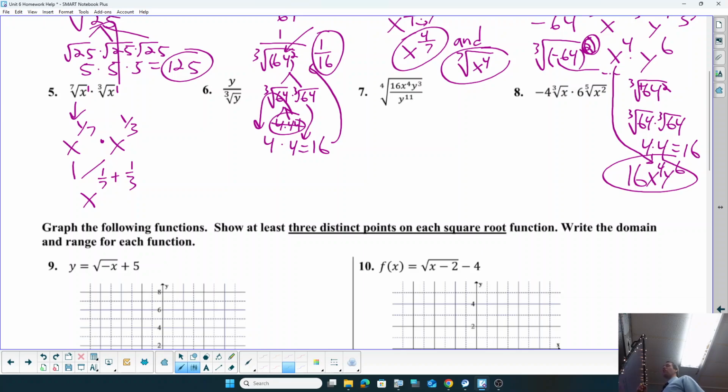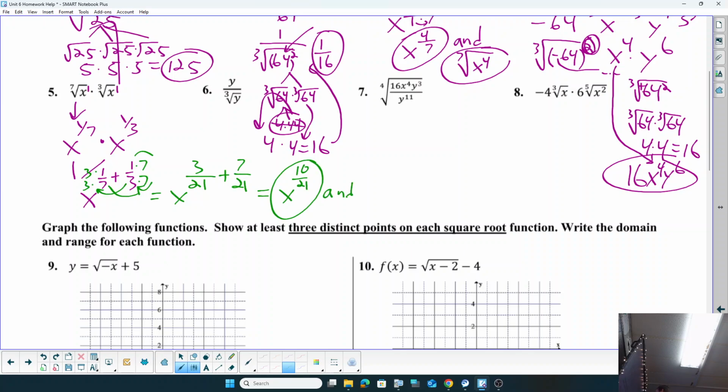To add the powers, you have to get a common denominator. Multiply by each other to the top and bottom. So this gets a 7 to the top and bottom, and this gets a 3 to the top and bottom. So then we get x to the 3 over 3 times 7 is 21, plus 7 times 1 is 7, over 7 times 3, which is also 21. Then we add those together, and we get x to the 10/21st as our answer. And we have to write that as a 21st root with x to the 10th power.